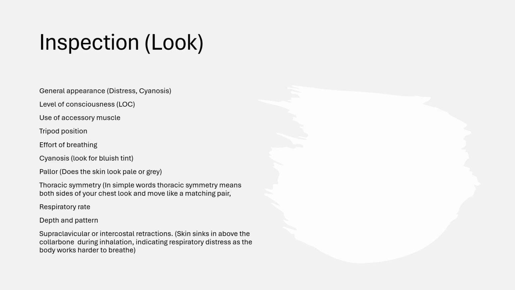And most important, check the chest symmetry. It means the chest looks and moves like a matching pair, also known as thoracic symmetry. Check the respiratory rate, and be mindful of the depth and pattern of it. Again, check the signs of respiratory distress, also known as intercostal retractions or supraclavicular retractions, in which the skin sinks in above the collarbone during inhalation.